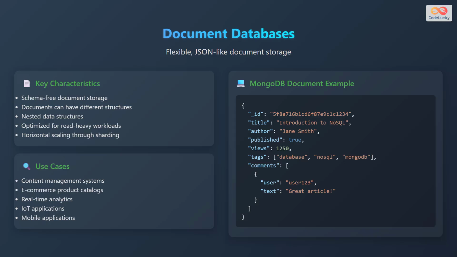Document databases are commonly used in content management systems, e-commerce product catalogs, real-time analytics, Internet of Things applications, and mobile applications. As an example, here is a MongoDB document in JSON format. It has an ID, a title, author, published status, views, tags, and comments. The comments are also stored in the JSON document.